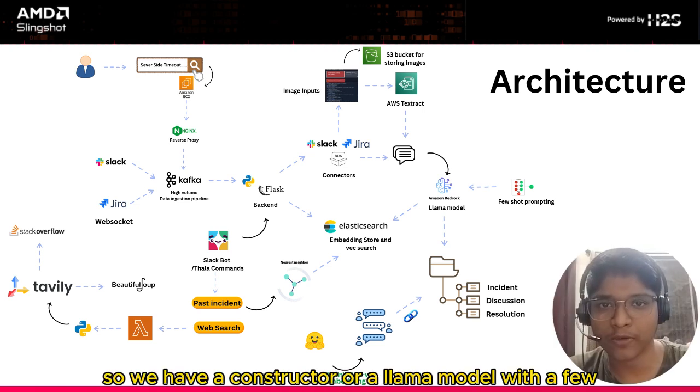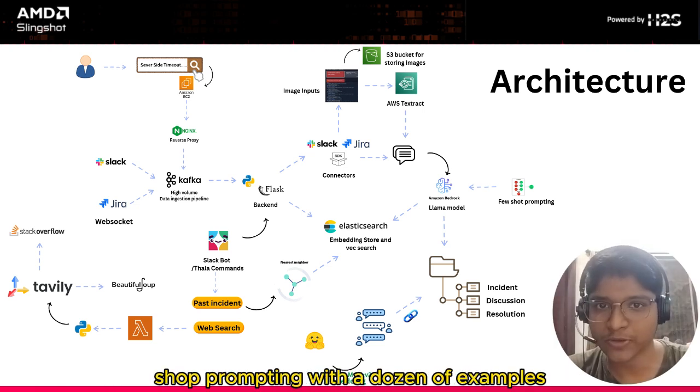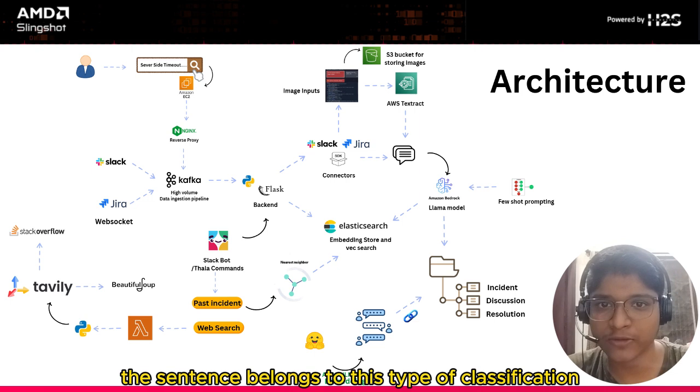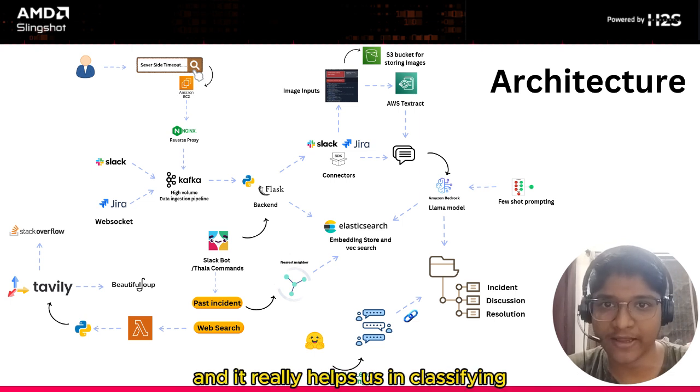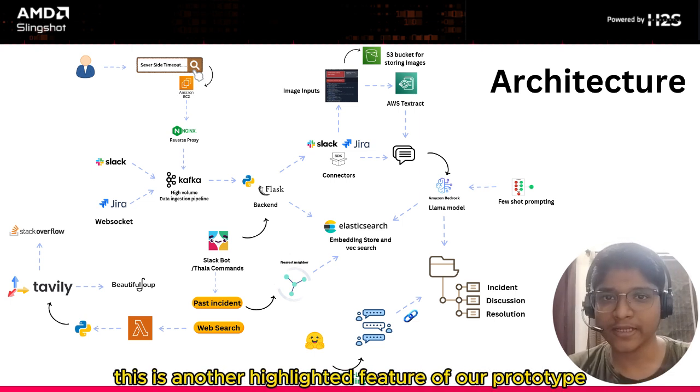So we have constructed our Llama model with few-shot prompting with dozens of examples, so it knows for sure which type of classification the sentence belongs to. And it really helps us in classifying and searching for designated solutions. This is another highlight feature of our prototype.